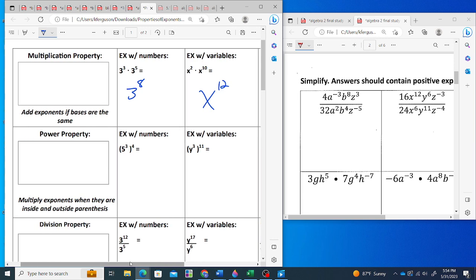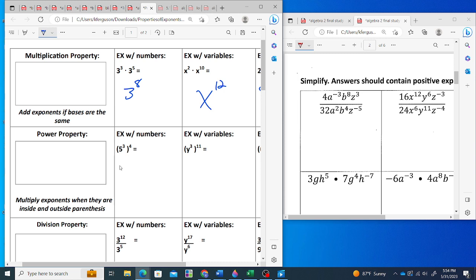Okay, so that's the multiplication property. Power property. I like the way this thing says. It says multiply exponents when they are inside and outside of parentheses. So it's like this, right? So I've got x to the third power all taken to the fourth power. That's when I multiply. That's x to the 12th power.